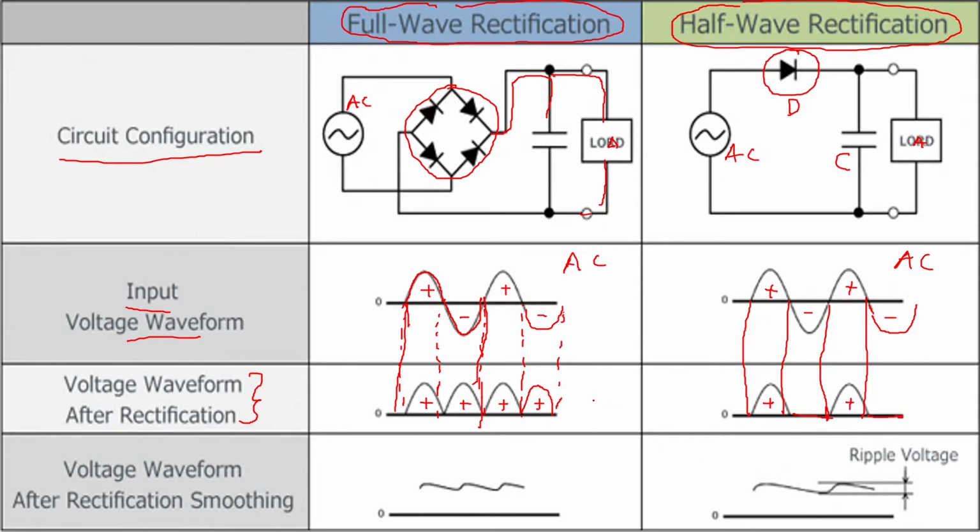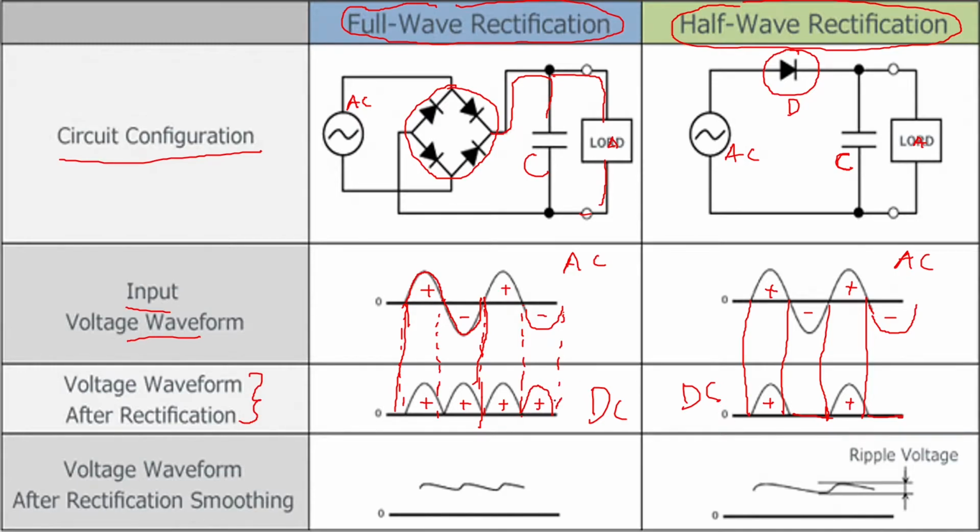But these DC outputs shown for full wave and half wave are not pure DC. They are called pulsating DC. Pulsating DC means that the DC consists of some AC component in itself. To make that pulsating DC into pure DC, we require filters. The capacitor which we have shown in the circuit on both sides, across the load, will filter out the AC components and pass only the DC to the load. So it is acting as a filter.